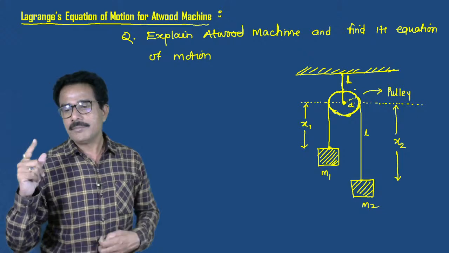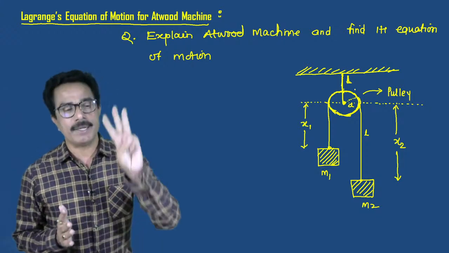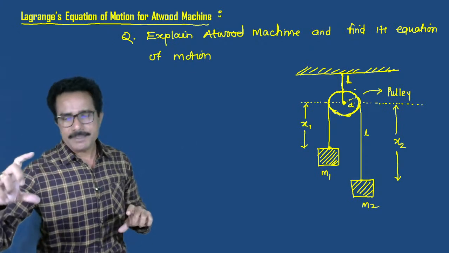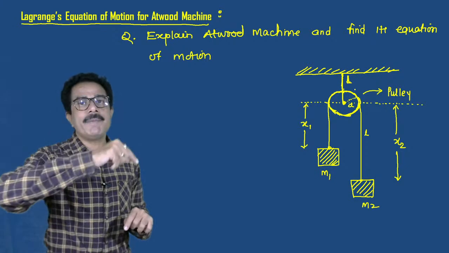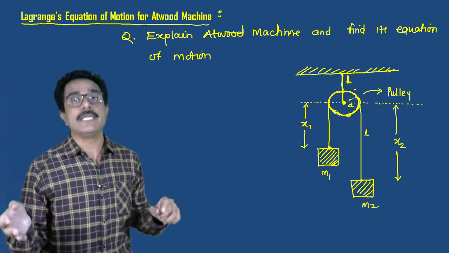How to calculate the total length L? Total length L is in three different parts. First part is x1, second part is x2, and third part is half perimeter of a pulley.